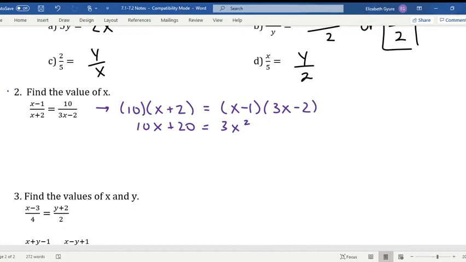Would I need a squared on that one? No, that's okay. Yep, good. 3x squared minus 2x minus 3x plus 2. Somebody else, what should I do from here?